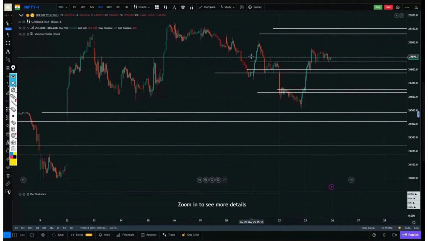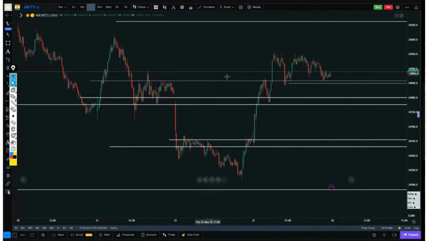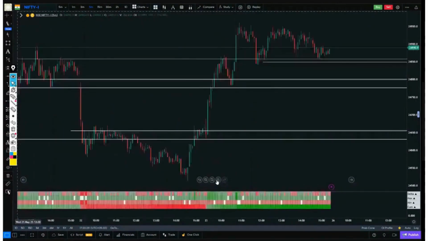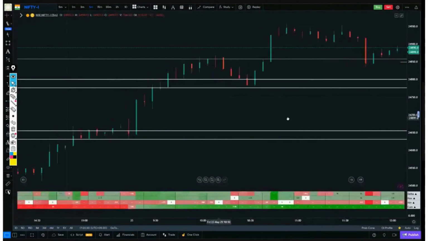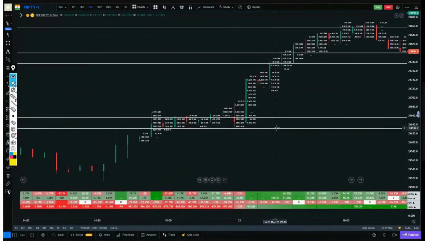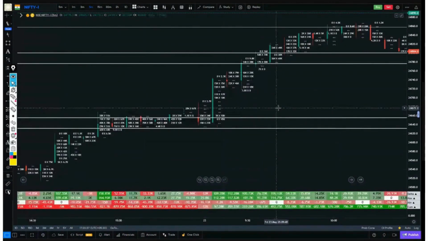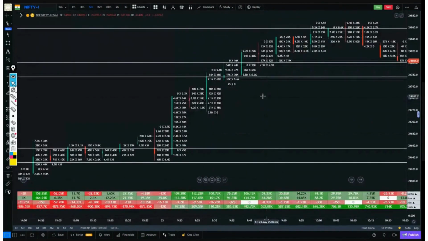On these same simple levels, today's volume profile level, the previous day's volume profile levels, and the swing high and swing low. Before reading the footprint, you all should know what delta is, because with the help of delta, we are going to read the footprint here. Now let's see how this delta is formed.